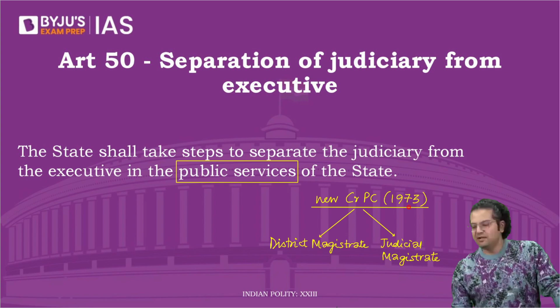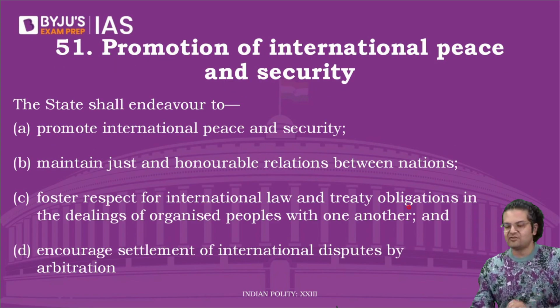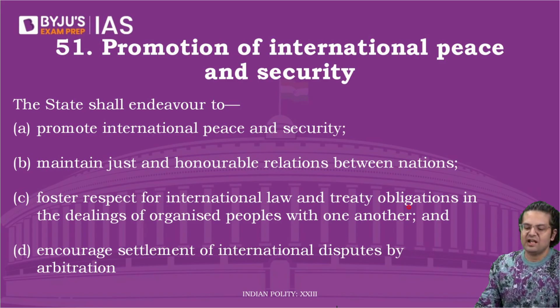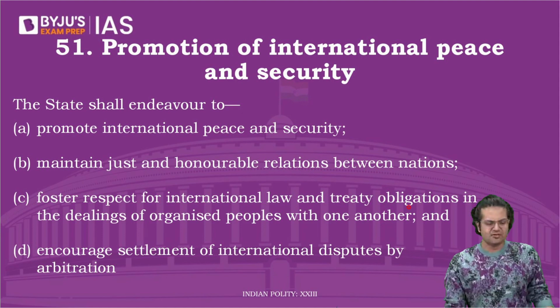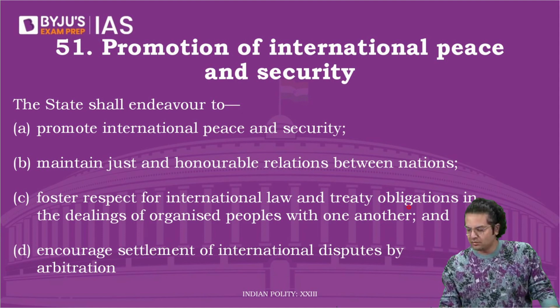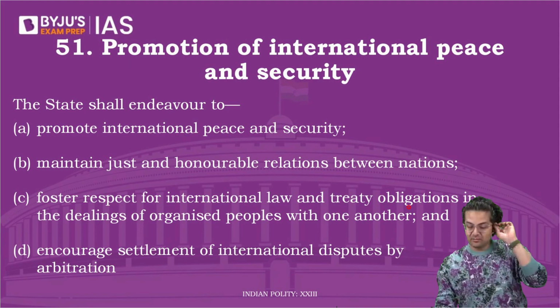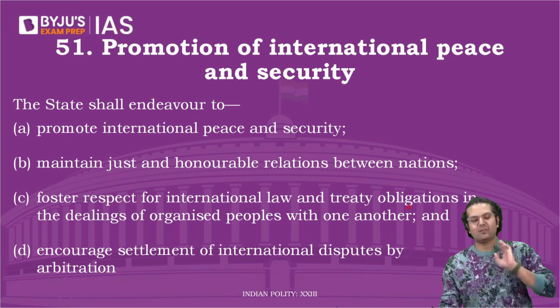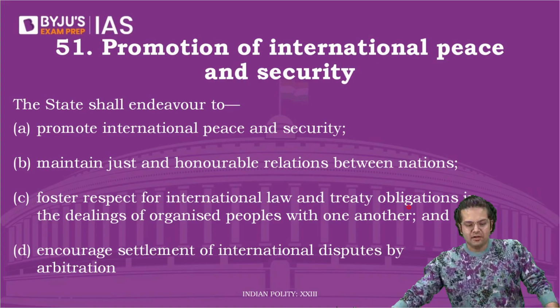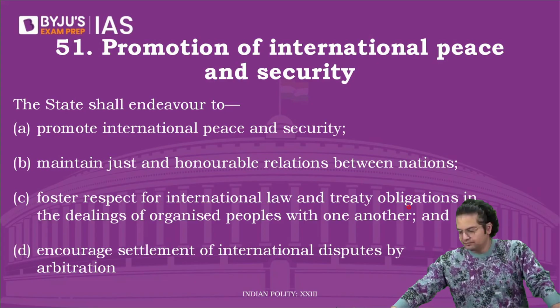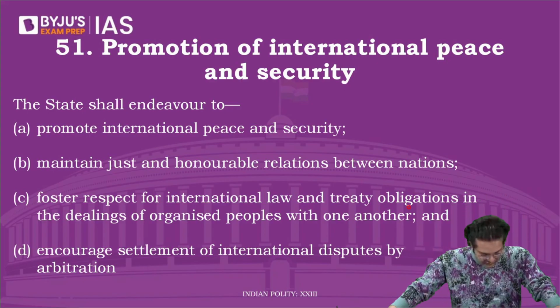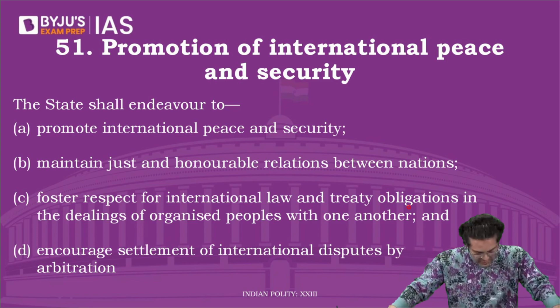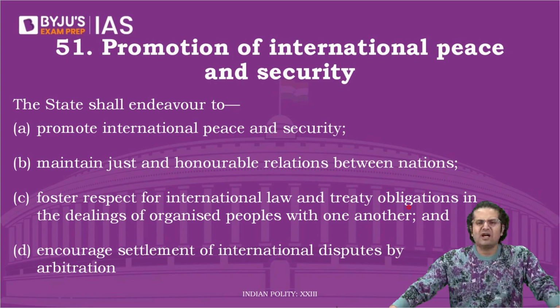Okay, and lastly, Article 51, promotion of international peace and security. The state shall endeavor to promote international peace and security, maintaining just and honorable relations, fostering respect for international law, etc. Encouraging settlement of international disputes through arbitration, peaceful resolution of disputes. Done. You don't need to mug up all these DPSPs. It is not possible to mug up all these DPSPs, but you may remember those which are important and you can use them in your answers.